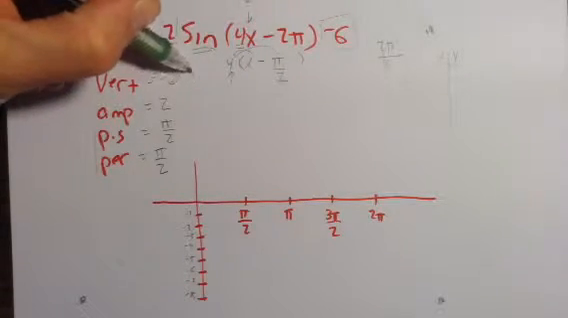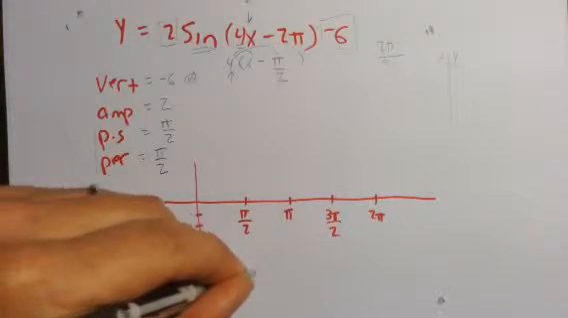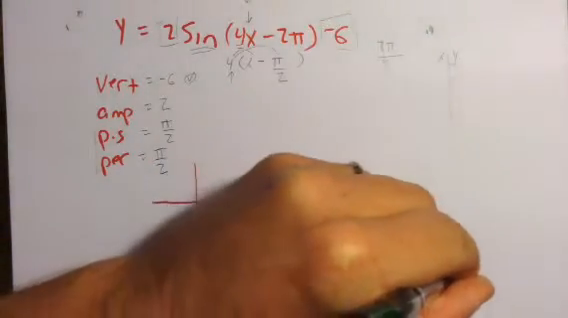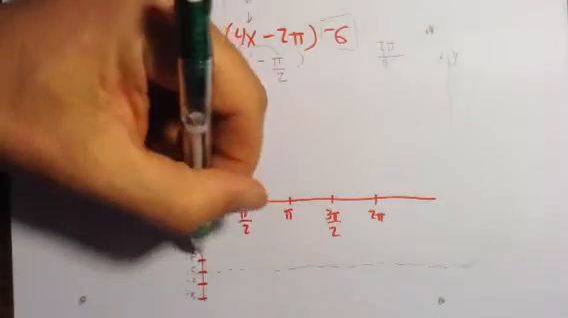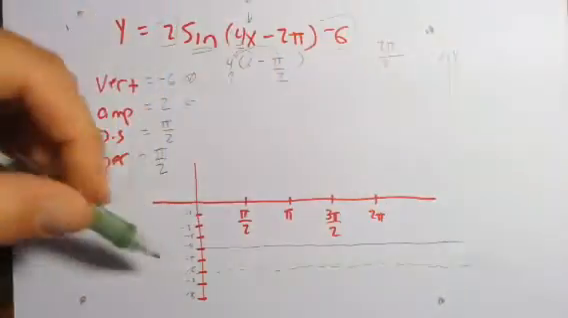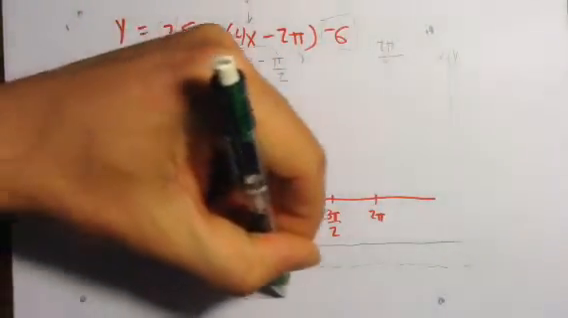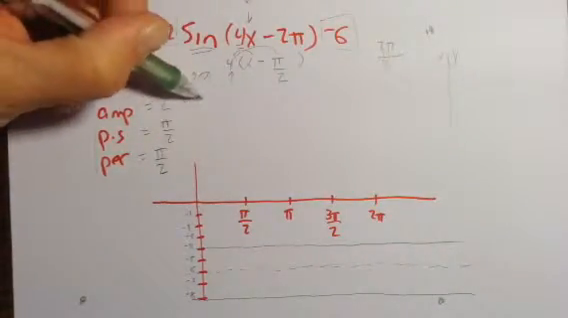So step 1, I'm going to graph out my vertical shift. This is going to be my midline. Okay, there we go. Step 2, I'm going to look for my amplitude. I'm going to go 2 above, 2 below. So above, I'm sure you're neater than me, but you get the idea, 2 below. Okay, so I got that, I got that.